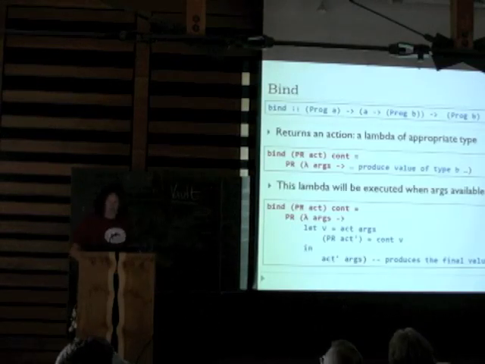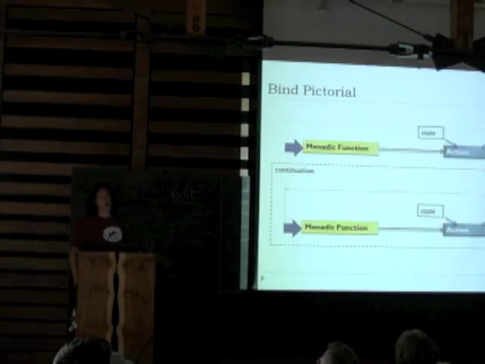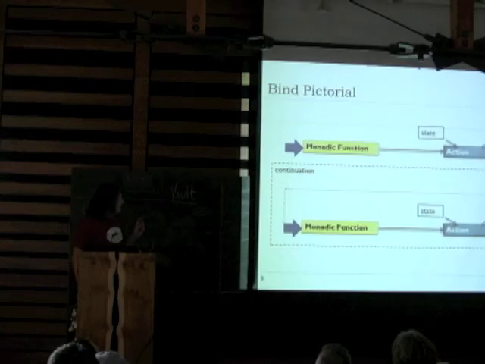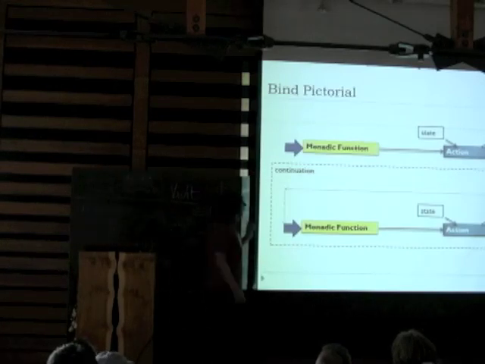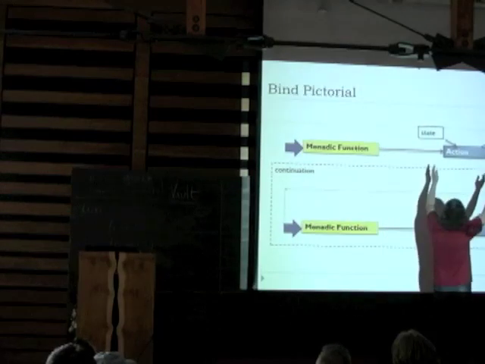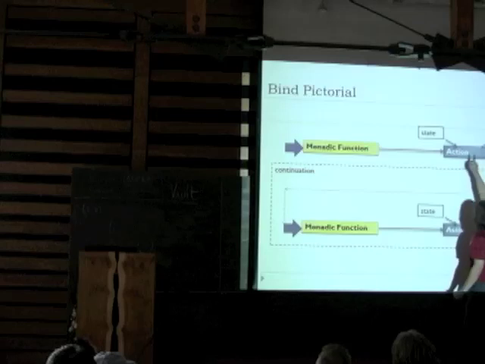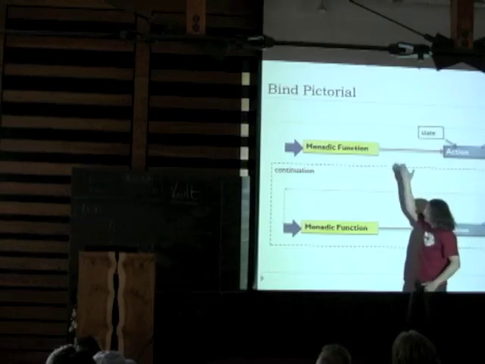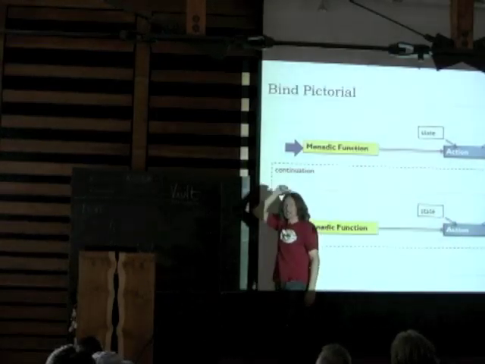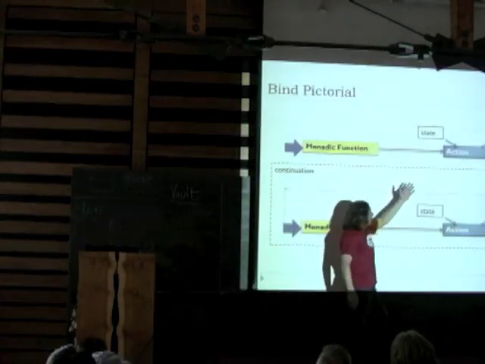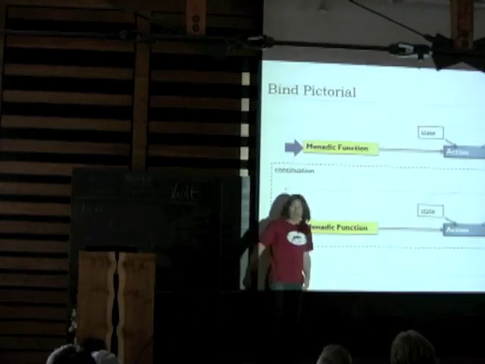Doesn't bind take the action and the continuation and not the value and the continuation? Bind takes this action, yes. This is the argument to bind. But it is a result of some monadic function, in our case get arg 0. Get arg 0 will produce this action. Now we bind this action to this continuation. Yes.